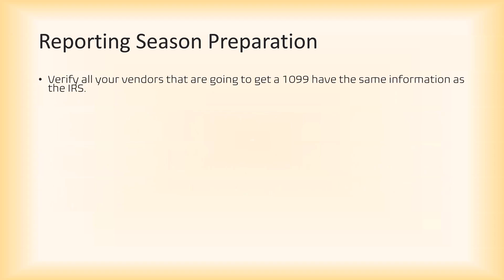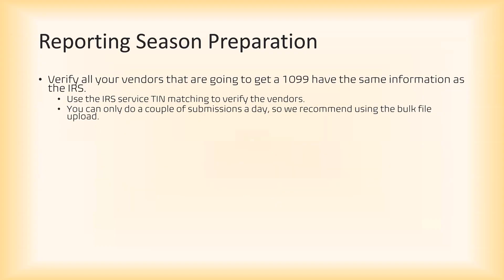As we hurtle towards January and reporting season for 1099s and W-2s, I want to make sure that you verify all your vendors that are going to get a 1099. They have the same information as the IRS. The IRS provides a TIN matching to verify the vendors. An interesting thing about the TIN matching is you can only do a couple of submissions a day. So we recommend using the bulk file upload, where you can just upload all the vendors that you are going to have a 1099 for.